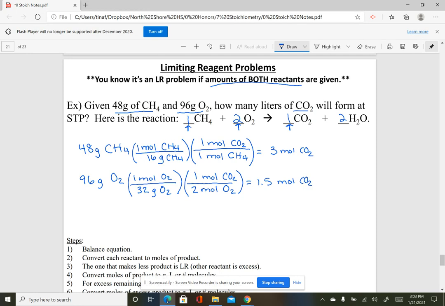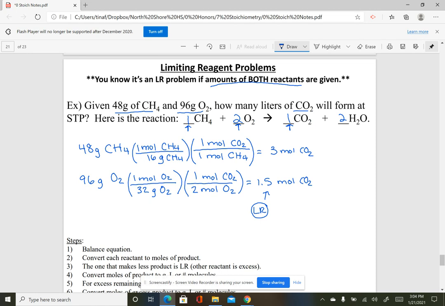So guys, whichever reactant makes the least amount of product, that's your limiting reagent. So oxygen is my limiting reagent here. It's like my hot dog bun. I can't make 3 moles of carbon dioxide because my amount of oxygen that I had to start with is going to limit me. I can only make 1.5 moles of carbon dioxide, and then I'm going to have leftover methane. Methane is going to be my excess.